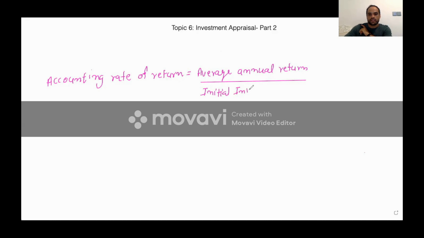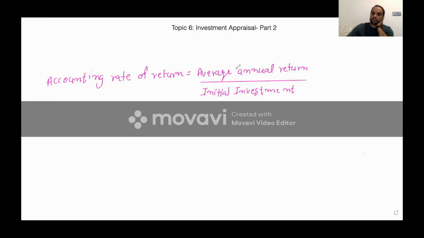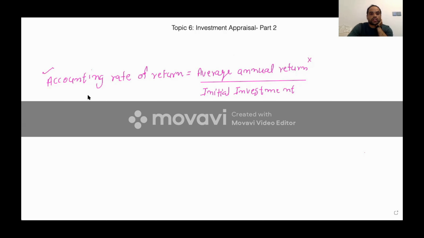Initial investment. If I mention here annual rate of return instead of average annual return, that's wrong, because your numerator cannot be a rate of return. If you divide a rate of return by the initial investment, it doesn't make any sense to get a rate of return. We need to calculate the rate of return here, so it shouldn't be in the numerator. So it's average annual return, not rate of return.